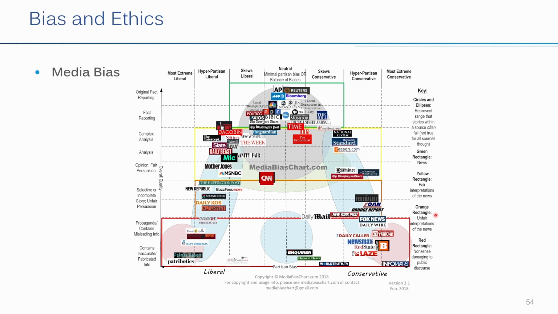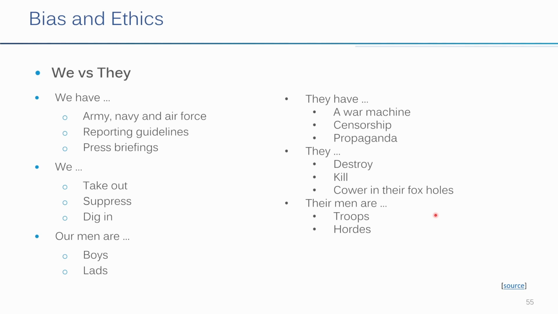Just to show some examples of how different media channels portray different aspects. In this case right here, depending on the media that you're using, you see that they have something like, hey, we have Army, Navy, and Air Force. We have reporting guidelines that people should use, press briefings, and the other side says we take out, suppress, dig in, and our men are boys and lads.